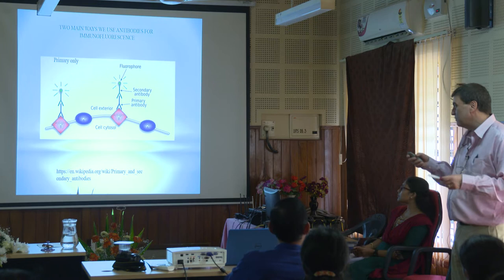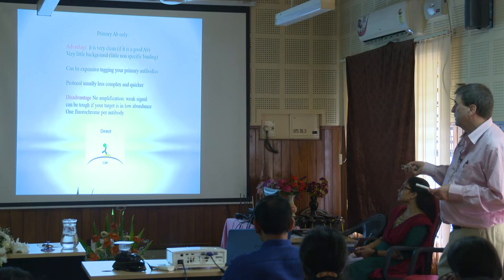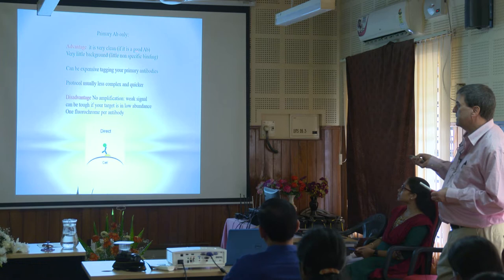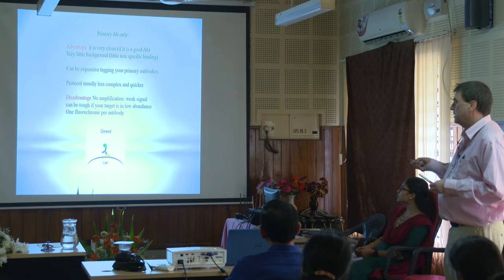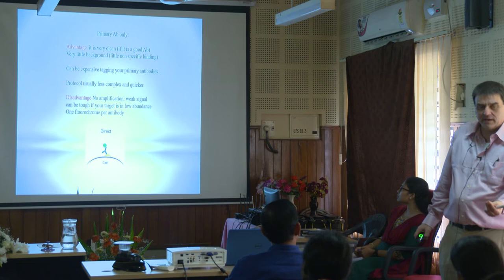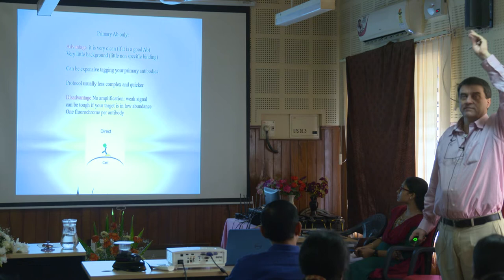Like I said, I've used primaries in the past. They're nice because it's very clean. If it's a well-made antibody, it should only recognize that antigen. It should only stick in that one spot, and it shouldn't stick to other things. It can be very expensive, because a lot of times you buy that primary antibody commercially and put your own tag on it. They have kits from Invitrogen and others where you can tag an antibody real easily. I've done it. It's real simple, a few steps.